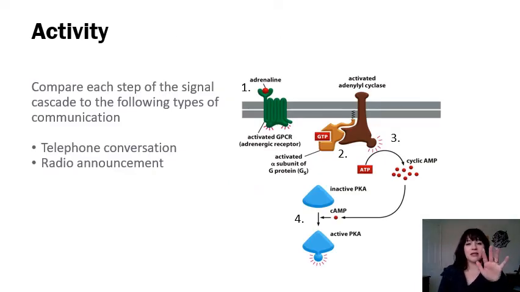So let's take a minute to stop and take a step back and think about the beginning of the lecture when we discussed different types of communication. Compare each step of this signaling cascade to the following types of human communication: telephone, conversation, or radio announcement. Take a moment to solve this problem.